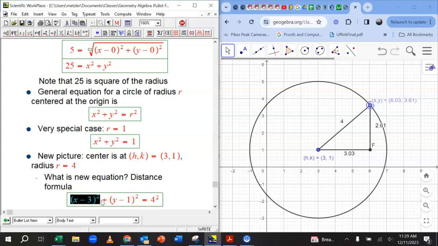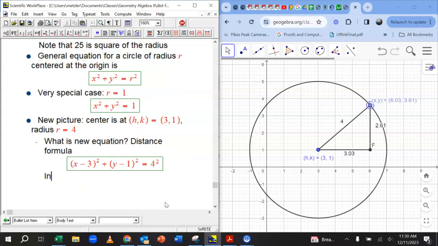So this is exactly a calculation of the squared distance between a variable point that we're testing to see if it is on the circle and the fixed point 3, 1. And then what I care about is that that should be equal to the square of the given radius. So in general, we're just going to make everything a letter. If h and k are the coordinates of the center, usually you think of that as fixed, and x and y as variable, and r is the given radius.